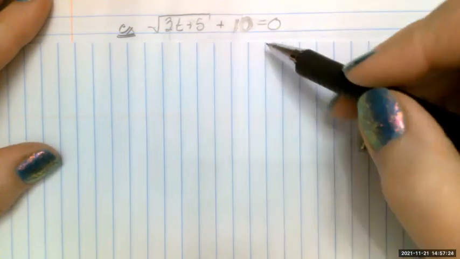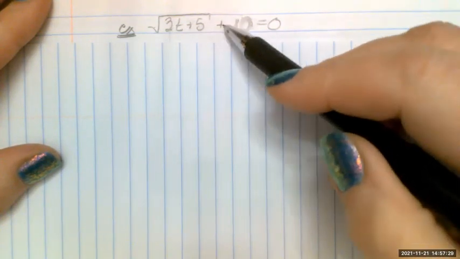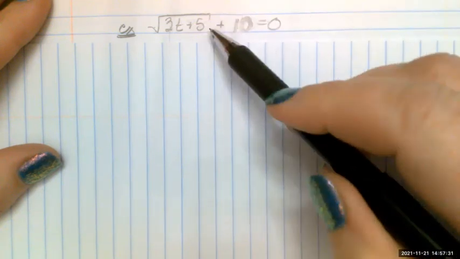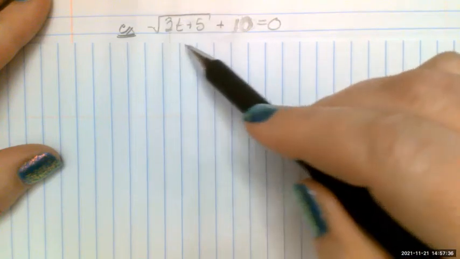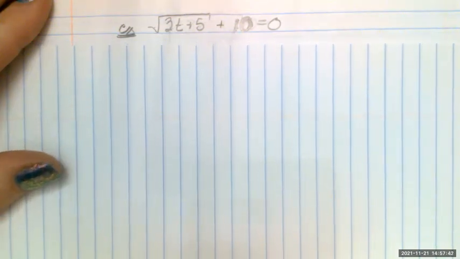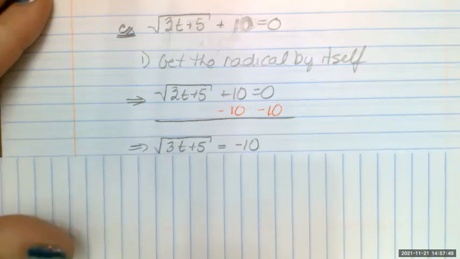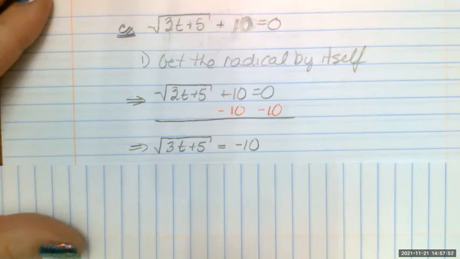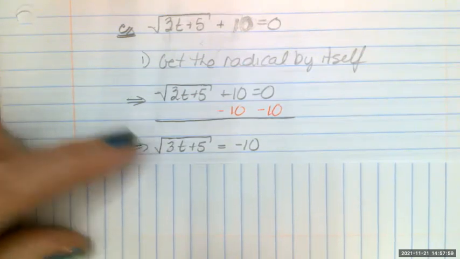All righty, excuse the mess on this one. I have the square root of 3t plus 5, plus 10 on the outside, equals 0. I want to solve for the variable t. It's under a radical. Step 1, is my radical by itself? And the answer is no. I need to move the 10. So I'm going to subtract 10 on both sides. That gives me the square root of 3t plus 5 equaling negative 10. Good, the radical is by itself on one side of the problem.